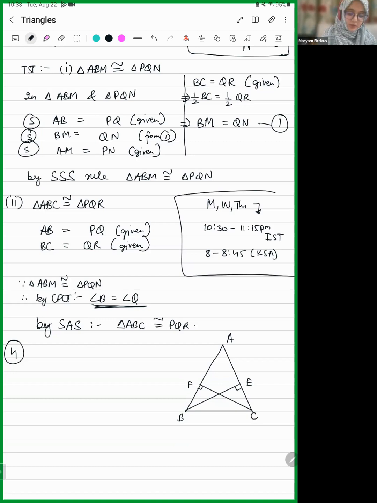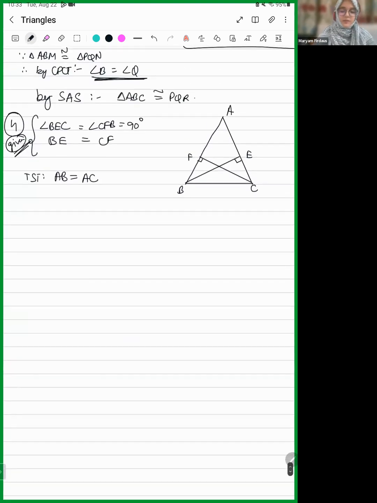are 2 equal altitudes. So they are telling us, first of all, that angle BEC is equal to angle CFB is equal to 90 degrees. Then they are telling us that they are both equal. So BE is equal to CF. This is given. Now we have to show that ABC is isosceles, to show that AB is equal to AC. How do we do this?